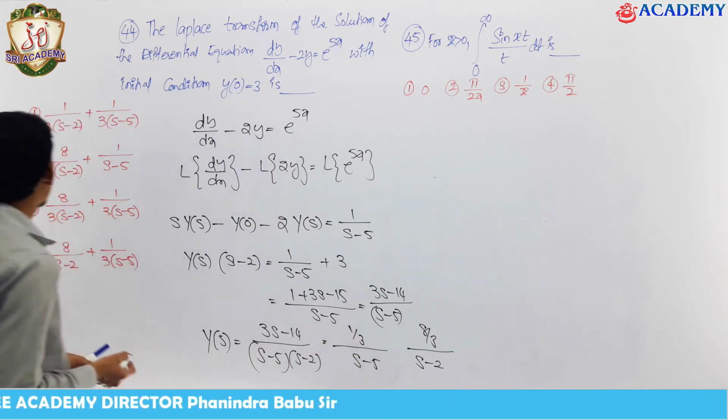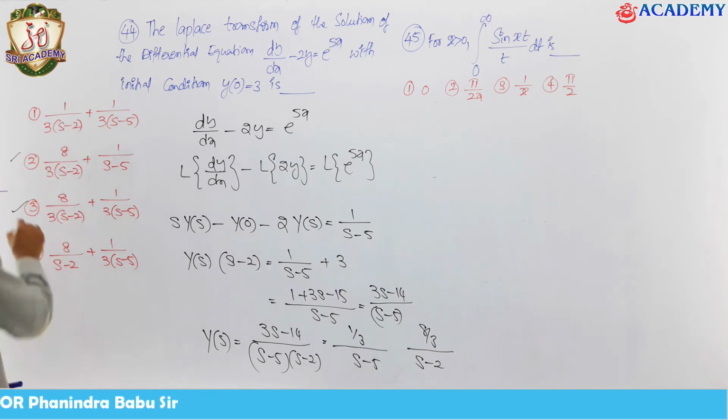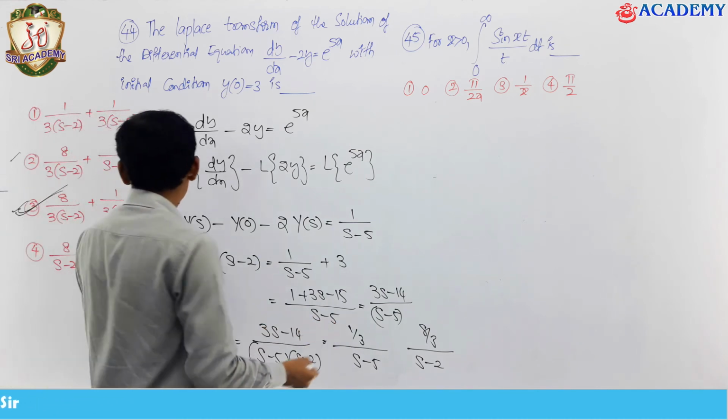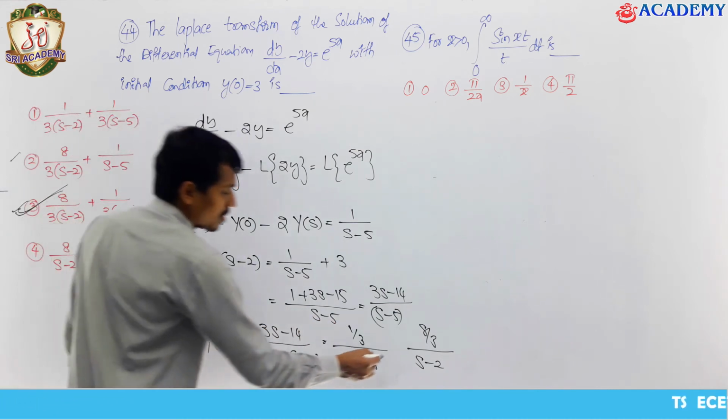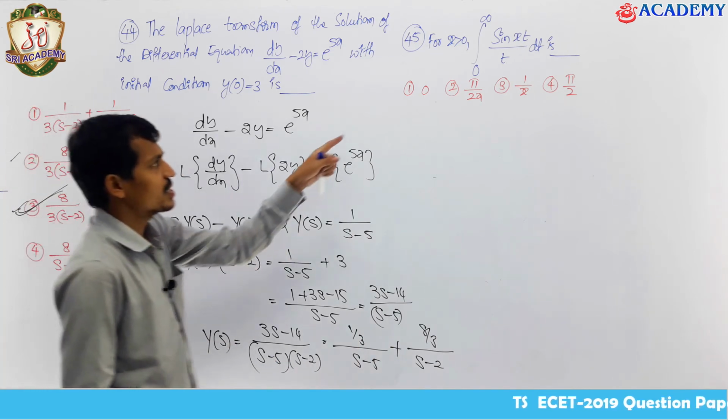Now 1 by 3, where is it? 8 by 3 is not 1, it is 1 by 3. The answer is going to be 8 by 3 into s minus 2 plus 1 by 3 into s minus 5. See, it is very easy.